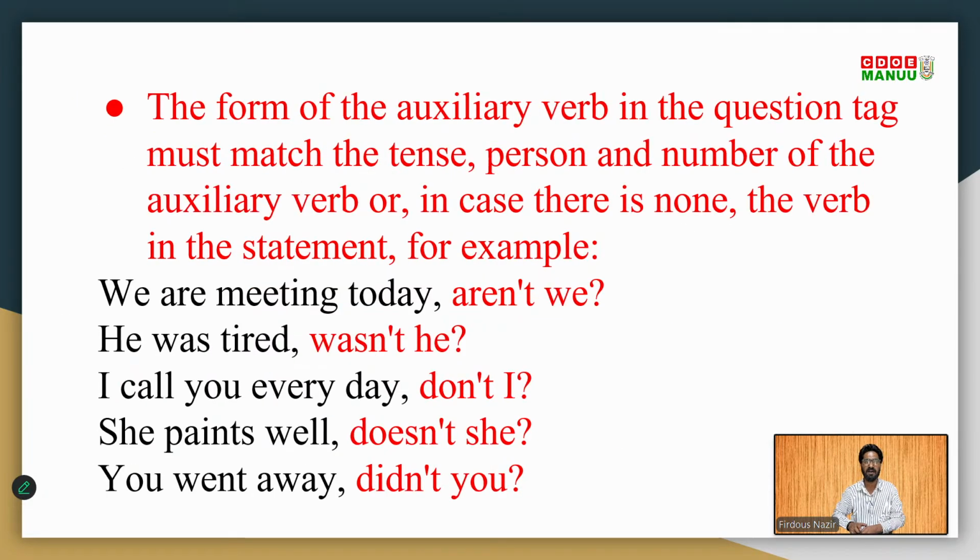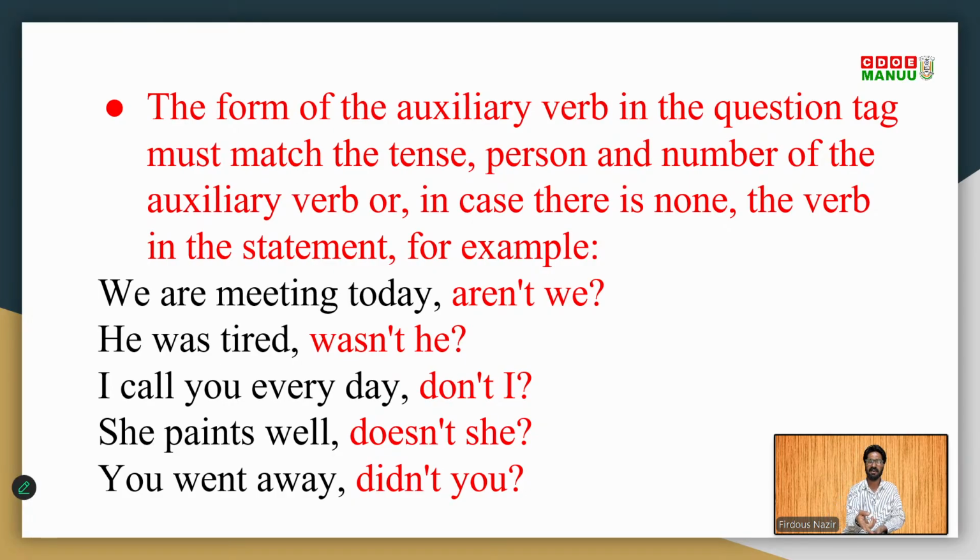Again, the form of the auxiliary verb in the question tag must match the tense, person, and number of the auxiliary verb, or of the verb in case there is no auxiliary in the statement. For example, I have already told you that the question tag and the statement should agree with each other. If the subject is singular, the verb should be singular also. If the verb is plural, the subject should be plural also. Here we have, we are meeting today. So here we have are and we. So that's how it is changed. Aren't we? He was tired, wasn't he? I call you every day, don't I?